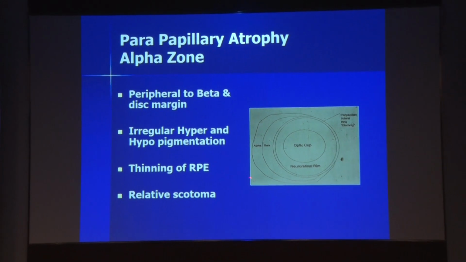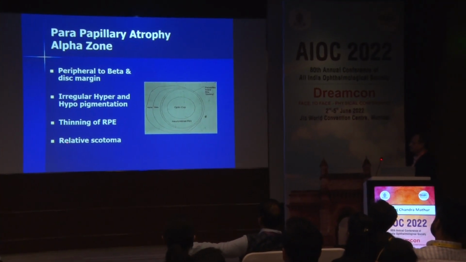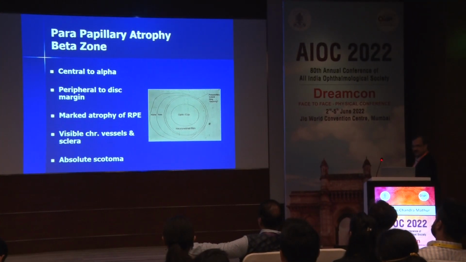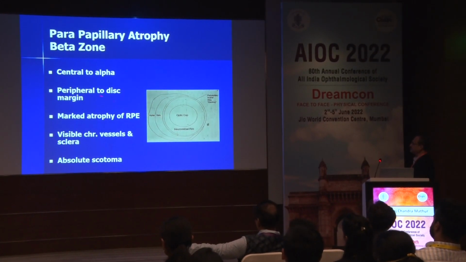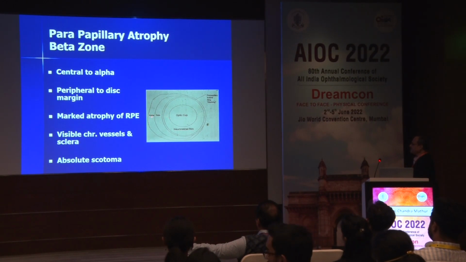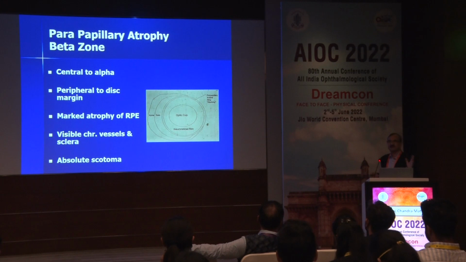It is because of thinning of the retinal pigment epithelium, and this can give a relative scotoma in the visual field. Whereas if you see the beta zone, it is central to the alpha, and it is peripheral to the disc margin. It is because of marked atrophy of the RPE, and there can be visible choroidal vessels, and sclera can be visible. And naturally, when there is literally no RPE, it results in absolute scotomas.